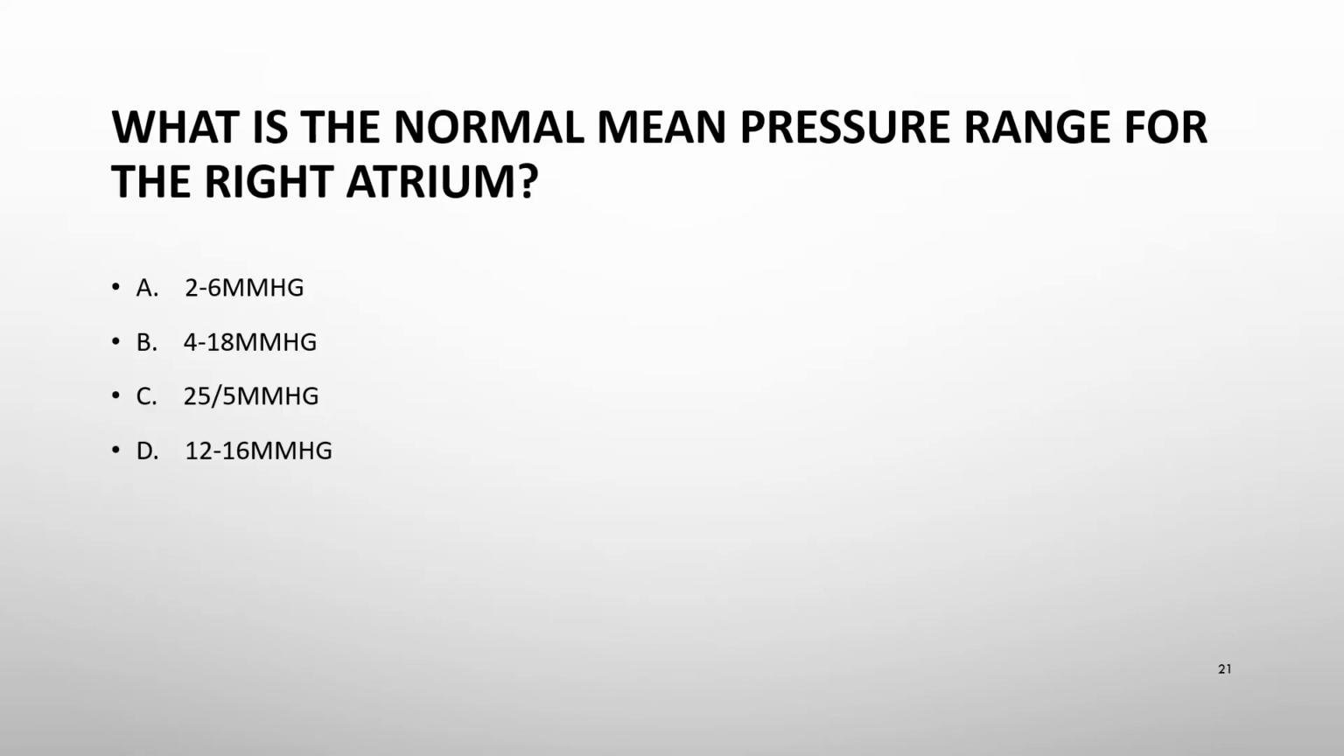So I'm going to refresh you. Here's a little quiz. What is the normal mean pressure range for the right atrium? Is it A, B, C, or D? You tell me. And of course, the answer is A. The normal range for the right atrium is anywhere from 2 to 6 millimeters of mercury. So now we know that, we're going to go a little bit further.